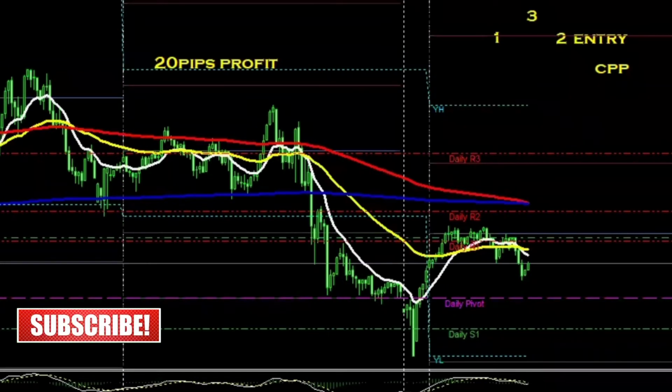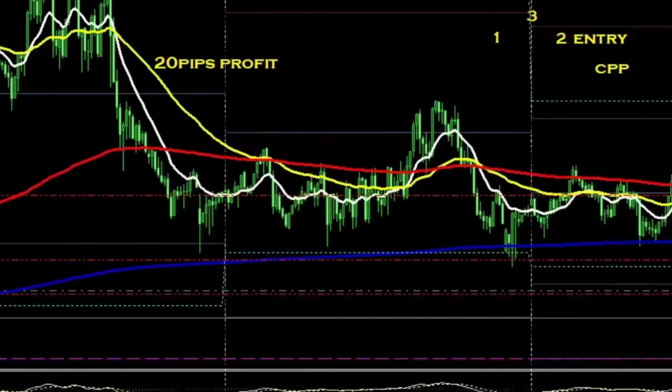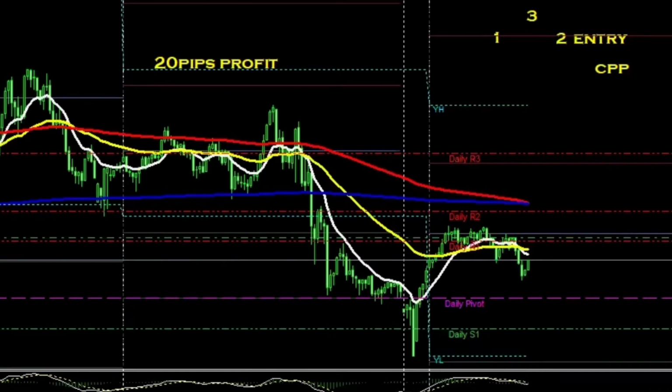Okay guys, this is CAD Swiss franc 15 minutes time frame. If you are looking at it from this place, you will see that reversal happened here and market began to move down to this level, and after that market began to consolidate after breaking out. Fine.